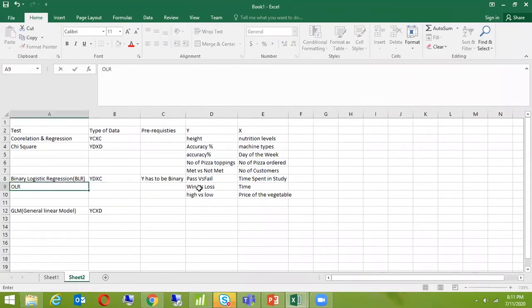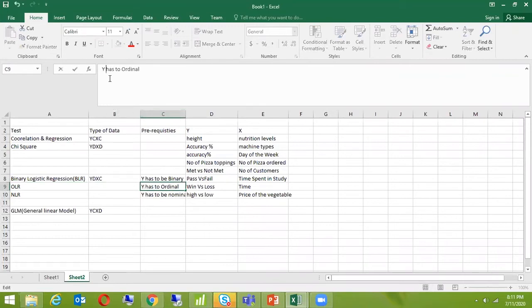which we majorly don't use. Those are OLR and NLR, which are ordinal logistic regression and nominal logistic regression, where y has to be ordinal or nominal. That's the only difference. I can cover these tests also with you if we have time.